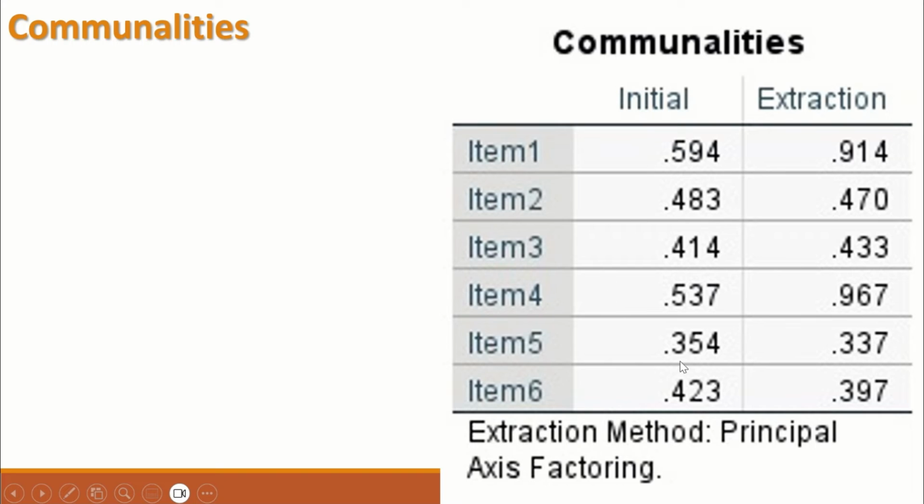Here, as shown, is an extract from the EFA output analysis. Communality has been calculated at the initial and after extraction for item number 1 to 6. Item number 1, the communality is very high, 0.91, and for item 2 it's 0.47, item 3 is 0.43, item 4 0.96, item 5 and 6 and so on. So there is no communality less than 0.3. Examining the communality value is essential for performing the EFA.